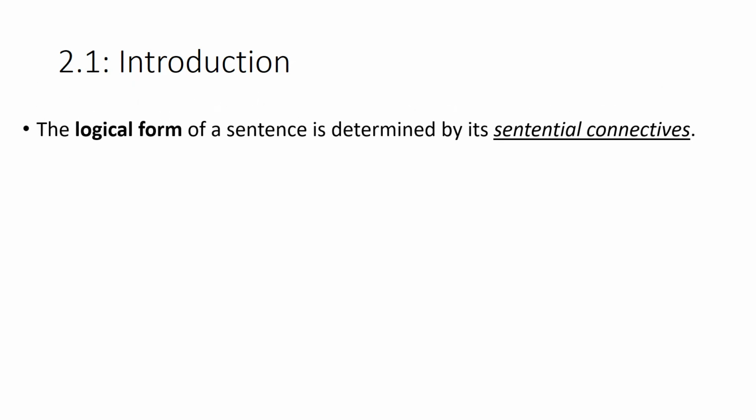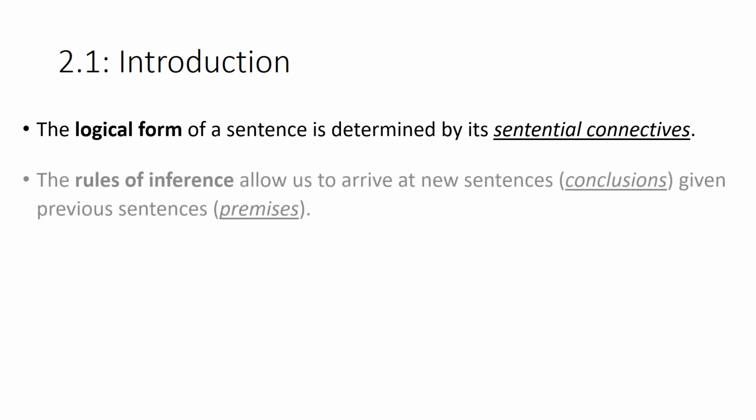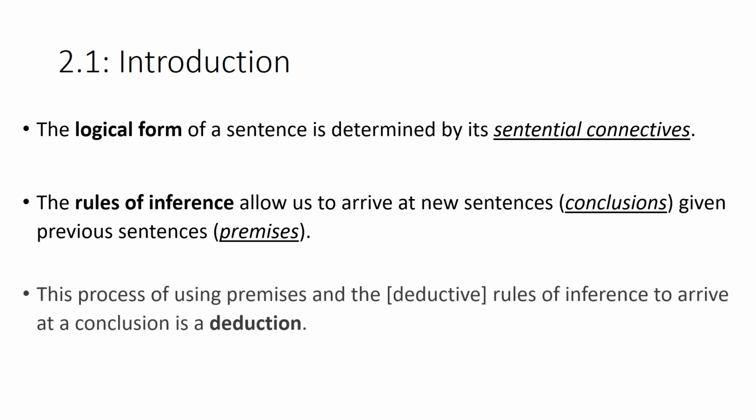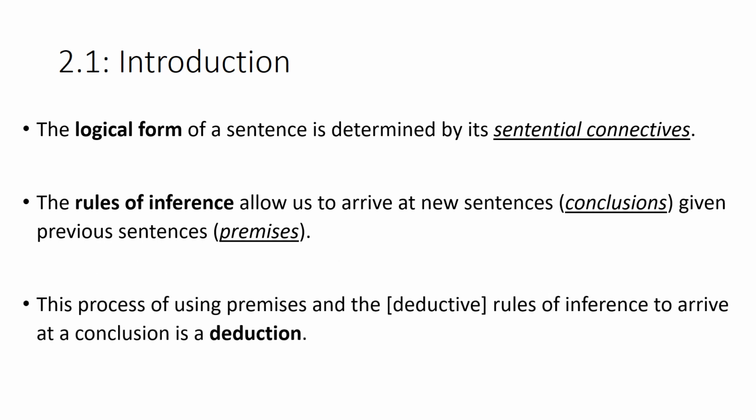Remember that the logical form of a sentence is determined by its sentential connectives, such as the and, the or, the not, the if-then. Here's what's new. The rules of inference allow us to arrive at new sentences. We can call these conclusions given previous sentences, which we can call premises. This process of using premises and the deductive rules of inference to arrive at a conclusion is a deduction.